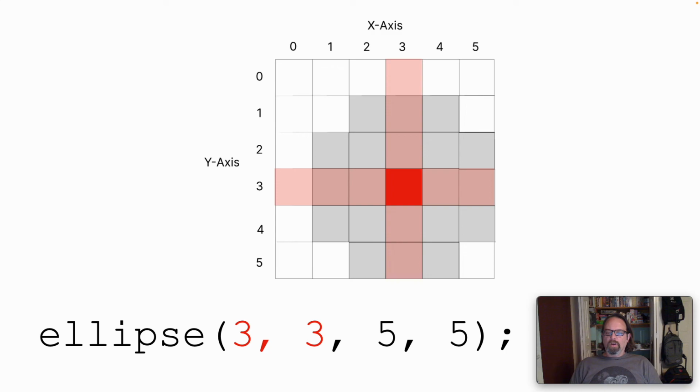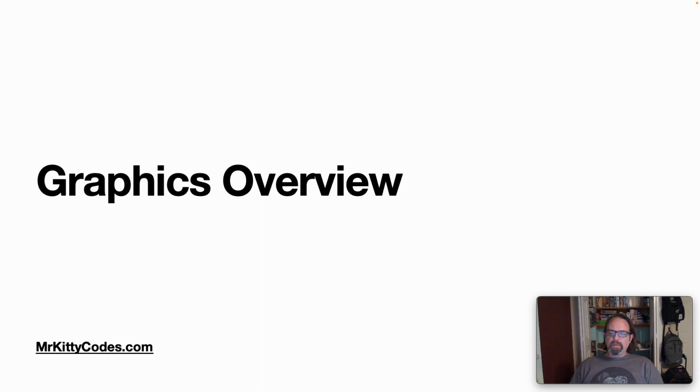Again, for the x and the y, in the case of the ellipse, that means it's the very center of the circle or center of the oval. You can see the 3, 3 is highlighted in strong red. Next, we want it 5 wide, that would be the width, and 5 high, that would be the height. Then it would fill in the rest of the points for you all around for that width and height to match an oval or a circle. So that has been a basic graphics overview.